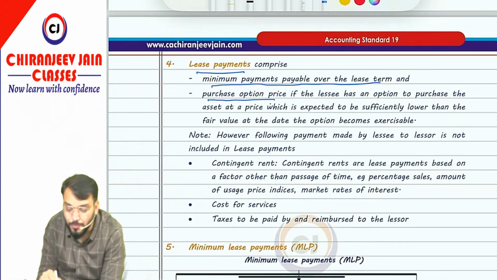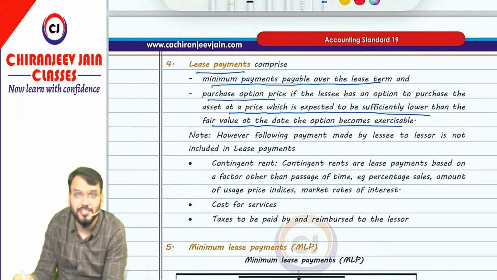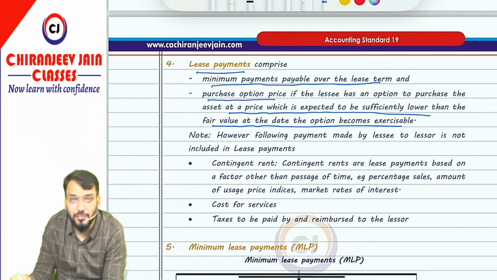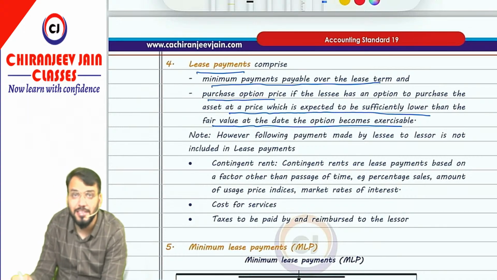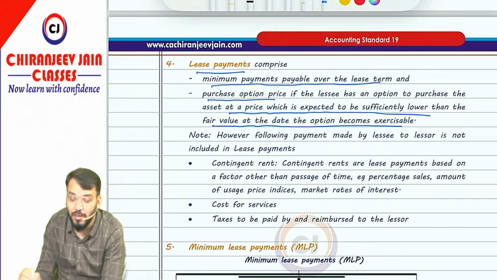But the purchase option price is included if the lessee has an option to purchase the asset at a price which is expected to be sufficiently lower than the fair value at the date when the option becomes exercisable, because then only they will exercise the purchase option. It means if the purchase option price is more than the fair value at the end of lease term, they will never exercise the purchase option. Correct? So lease payment will comprise lease payment over the lease term plus purchase option price.